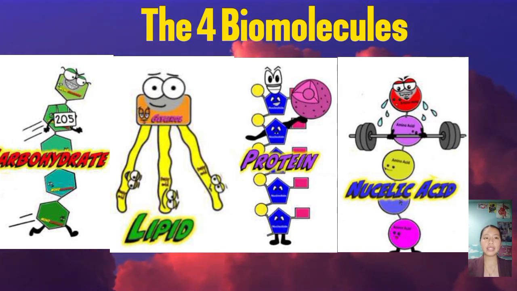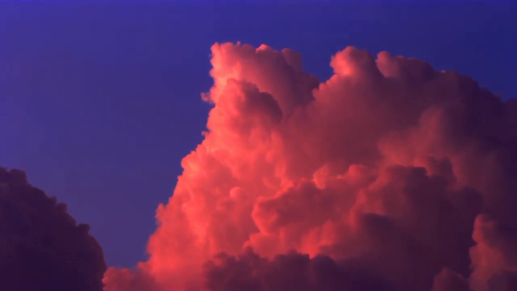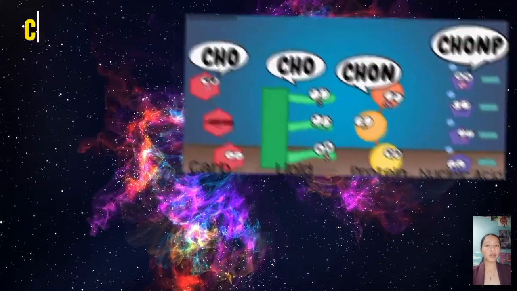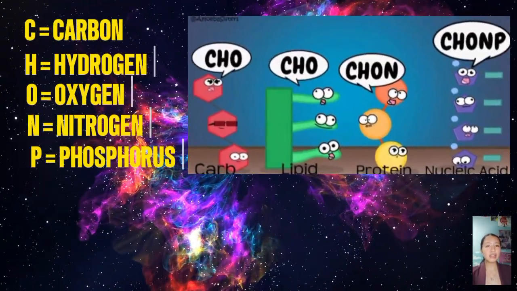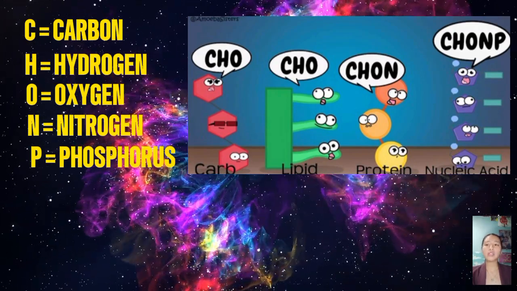Then remember this mnemonic device that goes with these four biomolecules: CHO, CHO, CHON, CHONP. The C stands for carbon, the H stands for hydrogen, and the O stands for oxygen.